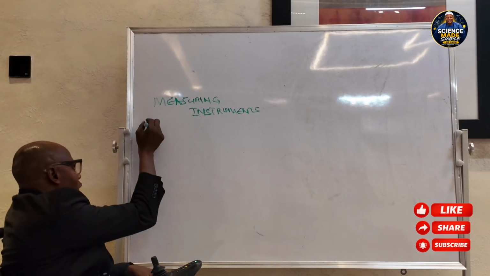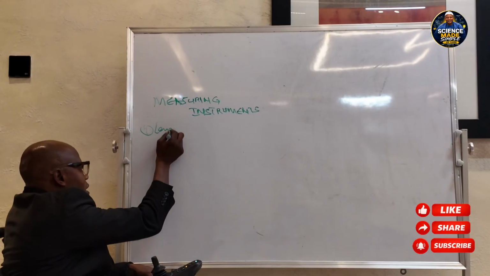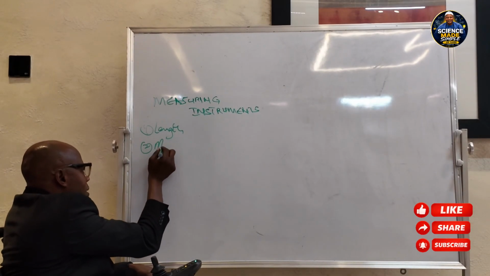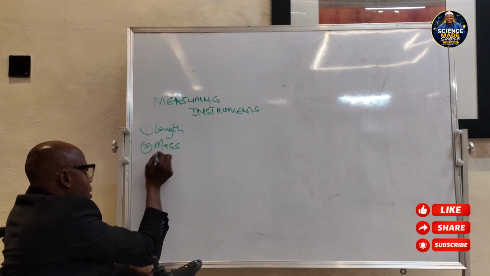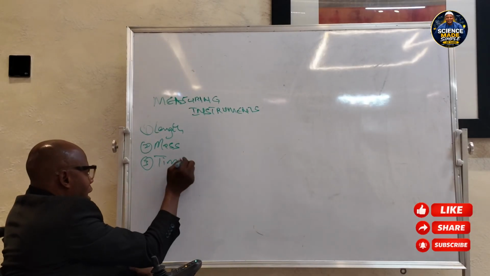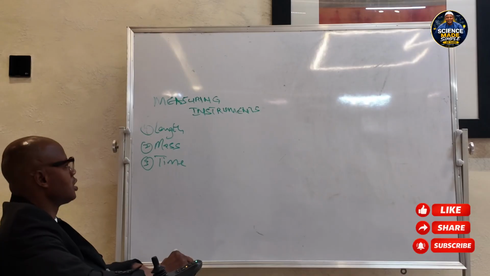These are the length, mass, and time. These are basic quantities behind the dependent quantity.